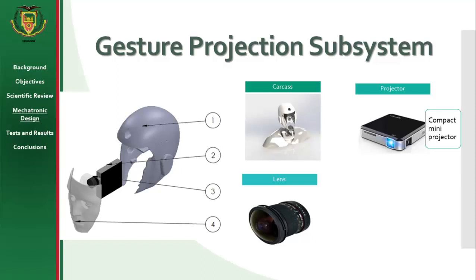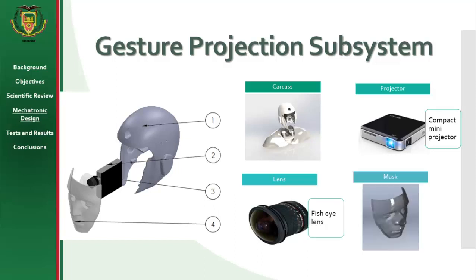The main task of the fisheye lens is to generate concavity to the image, allowing it to fit to the projection mask and to generate a higher level of acceptance in people. And finally, the projection mask allows the image to be shown to people, generated by a thermoforming process in acrylic material.